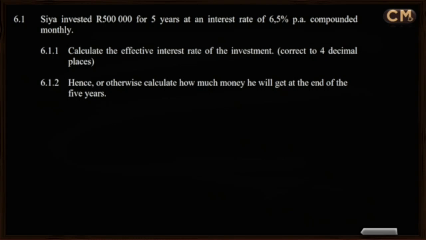I invested 500,000 Rand for 5 years at an interest rate of 6.5% per annum, compounded monthly. Good on you. Calculate the effective interest rate of the investment, correct to 4 decimal places, as required over there. So, what do we have? Well, 1 plus the effective interest rate is equal to 1 plus the nominal interest rate divided by the period over which we're calculating, to the power of that interest period over there as well.